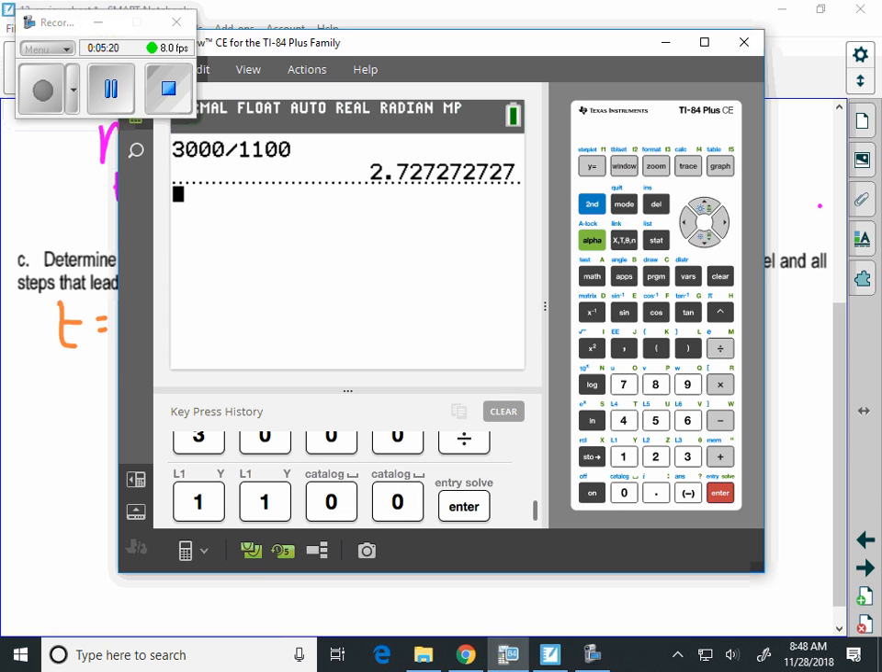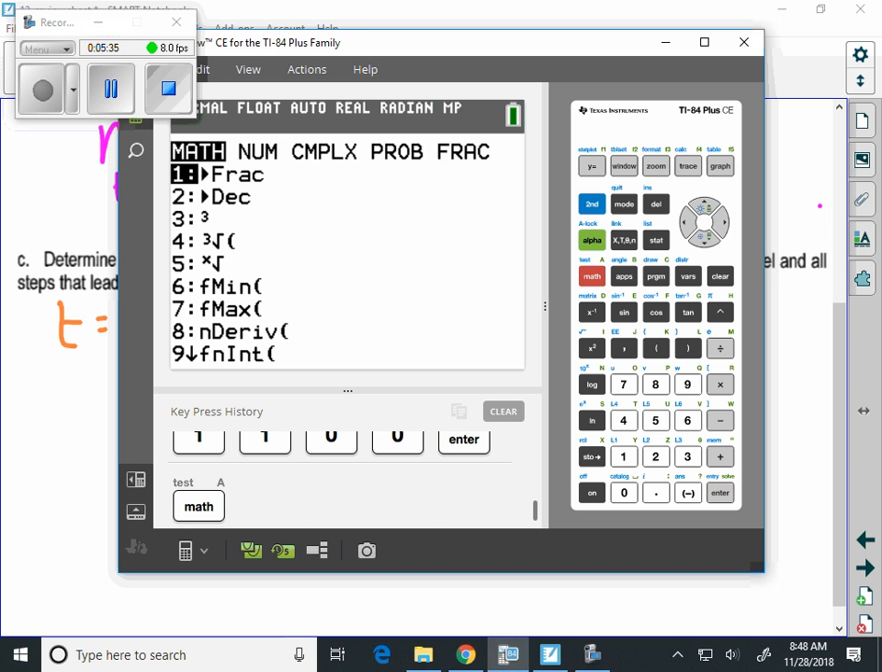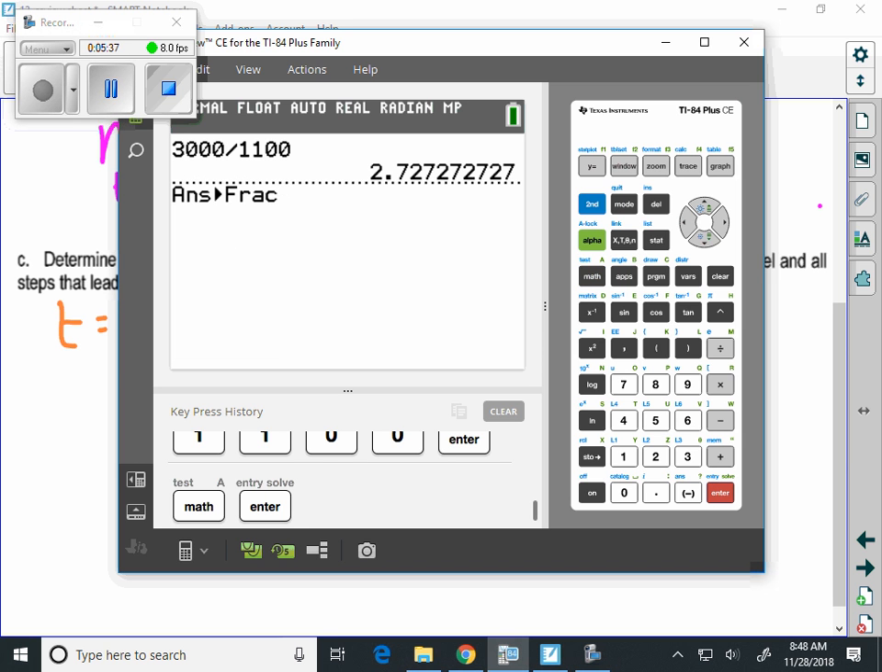And we get this big long decimal. But we can convert this to a fraction to make it a little bit easier. Otherwise, you have to use this entire decimal. If you want to write down that entire decimal all the time, that's fine with me. But we can go math and enter, and it will convert it to a fraction, which will make it a little bit easier to solve with.